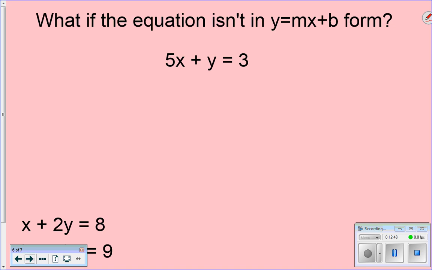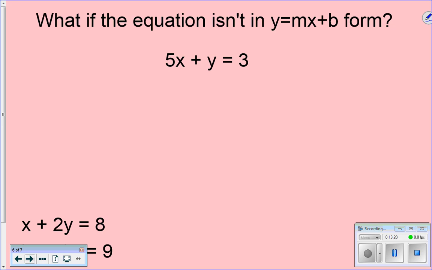Okay, so here's the deal. We're going to start simple, okay? Sometimes, sadly enough, your equations aren't going to be in the form you want them to be in because you have to have them in that slope-intercept form to be able to graph. So we have to put them in that form. Whatever this is, 5x plus y equals 3, we got to put it in that y equals mx plus b form. This is the other half. Don't be scared. I'm going to show you guys. I'm not going to say just do it.